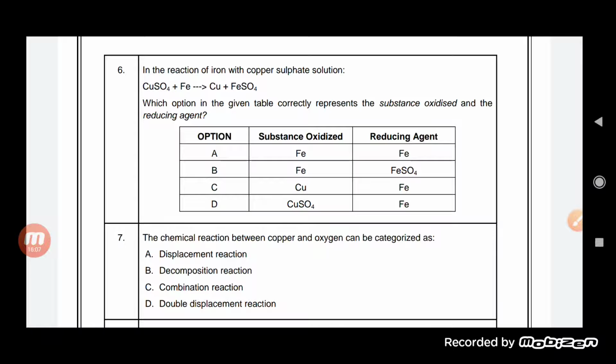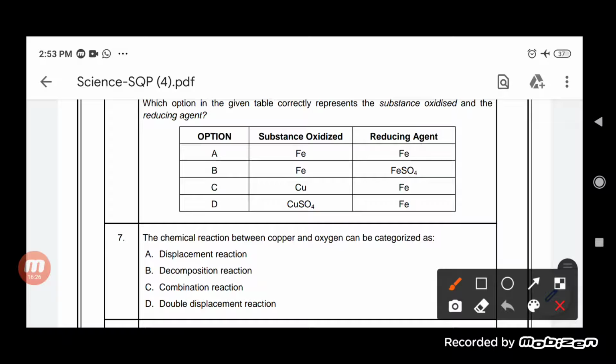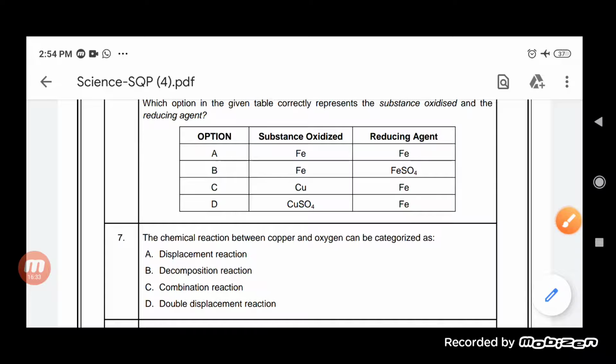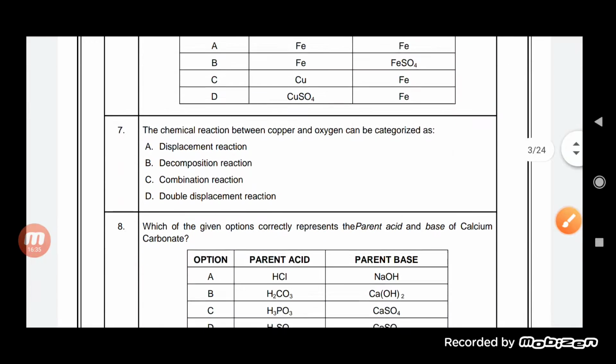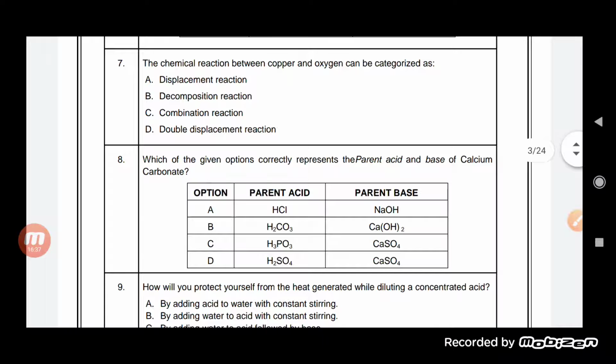If the question is which substance gets oxidized and which is the oxidizing agent, at that time you will write that copper sulfate is the oxidizing agent and the substance which gets oxidized is the iron. So the answer will be A, where you can find that iron is oxidized and iron is the reducing agent. Okay, so this is the answer to this question. Now let us move on and see question number 7.